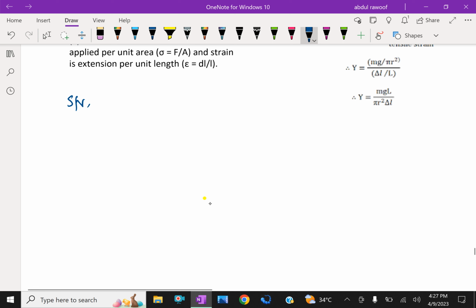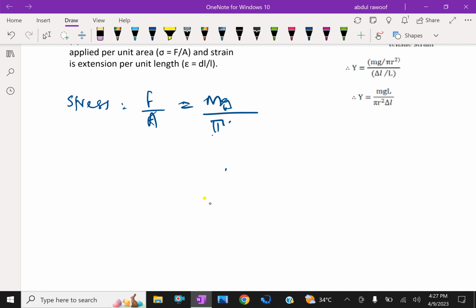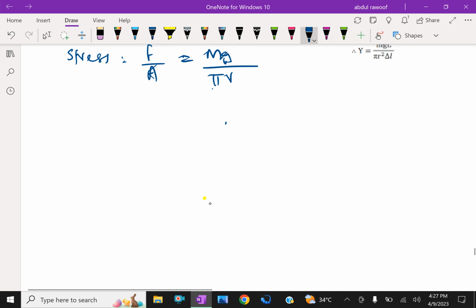We know that stress equals applied force by area, and the force we can write as mg, by pi r squared area. Then this is the area. Now strain equals change in length by original length, that is delta L by L.